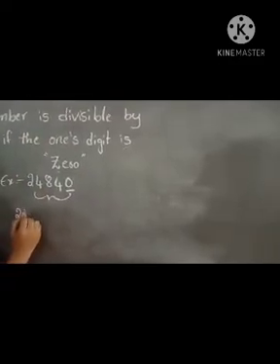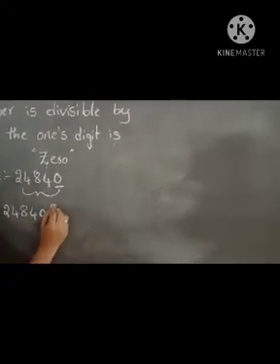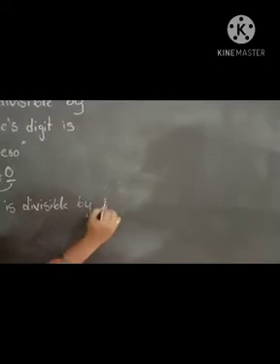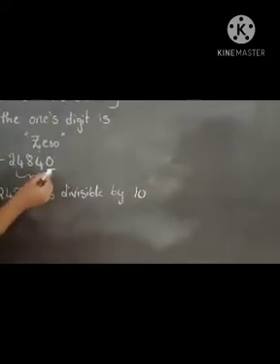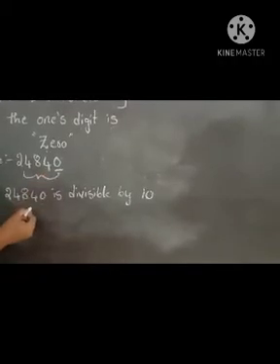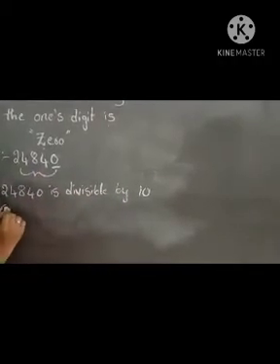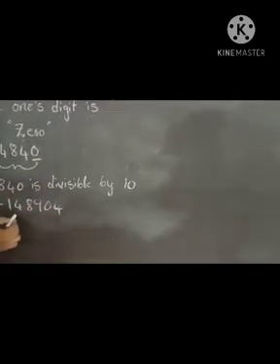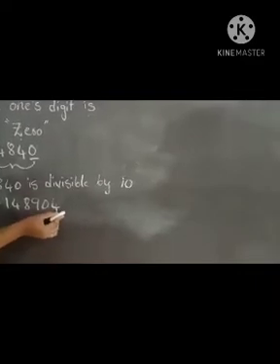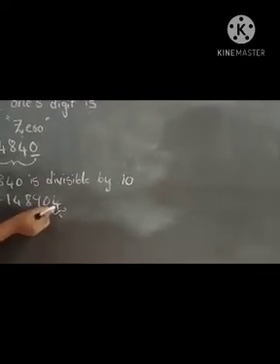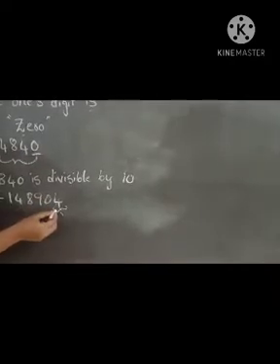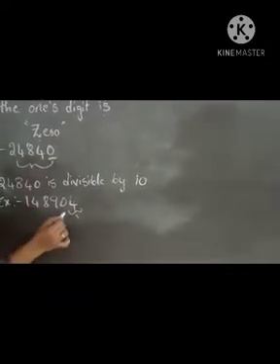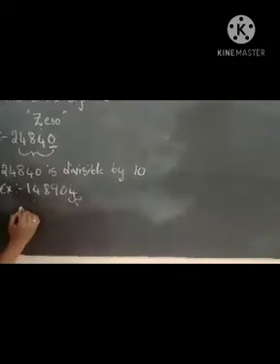See here, 24840 is divisible by 10. Why? Because in ones place the number is 0. That's why the total number is divisible by 10. See one more example. What is the number in ones place, children? In ones place the number is 4. Is this number divisible by 10 or not? No. Why? Because in ones place 0 is not there. That's why the total number is not divisible by 10.